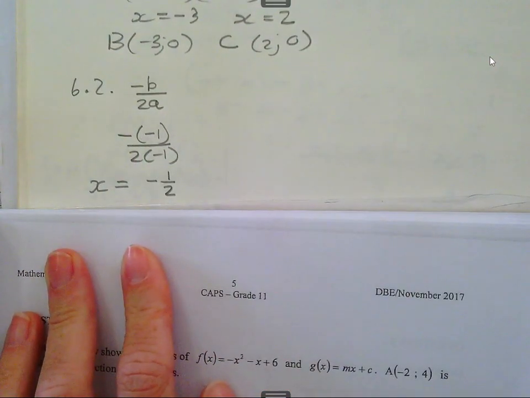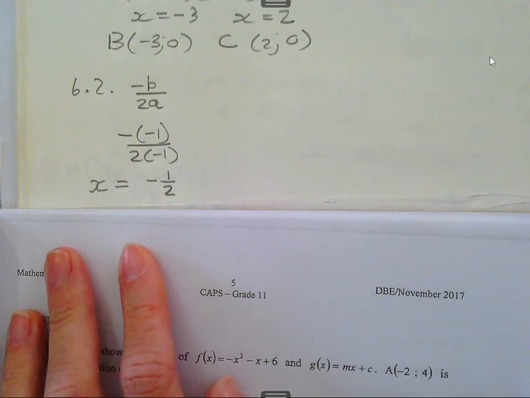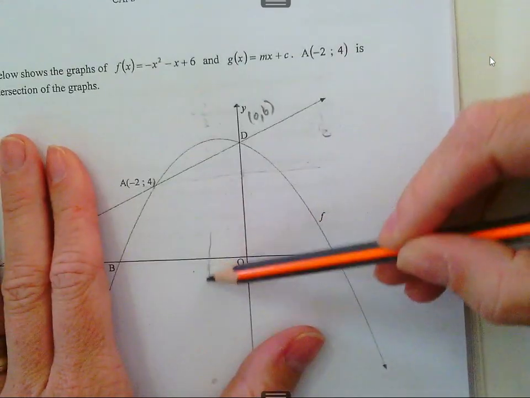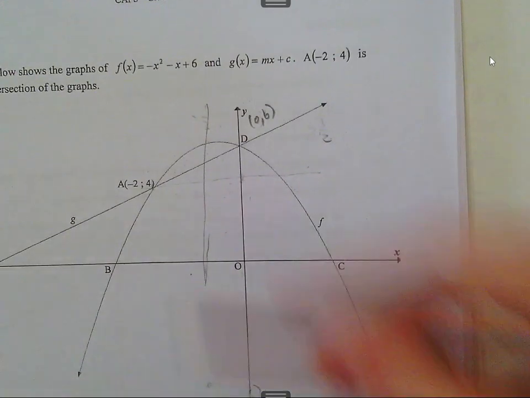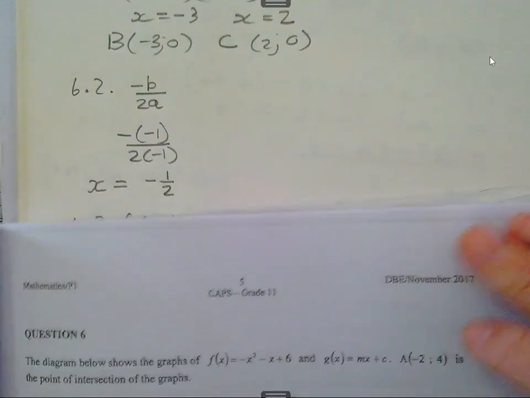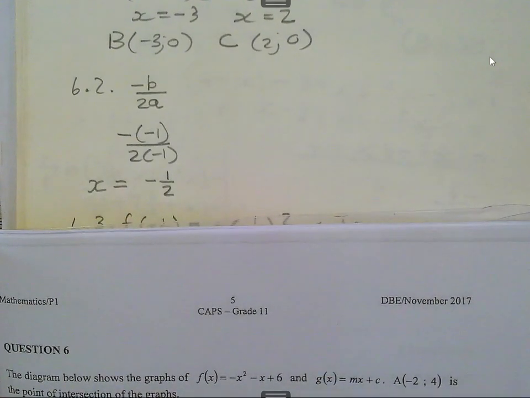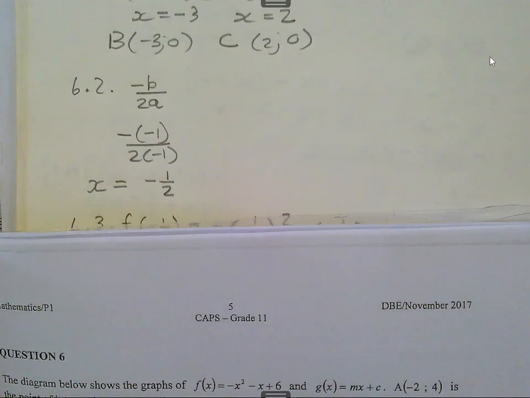But they are asking for the equation of the axis of symmetry. Now, an equation has to have an equal to sign, a left side, and a right side. An axis of symmetry is a line that runs through the x-axis, so it cuts the x-axis at negative a half. That's why it's necessary to write x equal to negative a half when you write down the axis of symmetry, and not just the number. Writing just negative a half would not be enough.